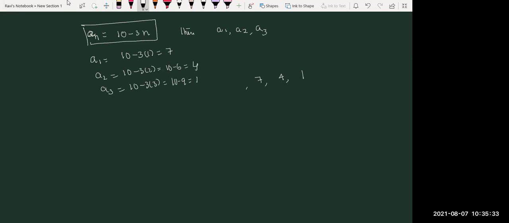What is the common difference between the numbers? Minus 3, sir. Very good. T2 minus T1, T3 minus T2. So these are clearly in arithmetic progression, an AP series. Correct or not? Yes, sir. The given nth term lets us find out whether the given terms are in AP or not.